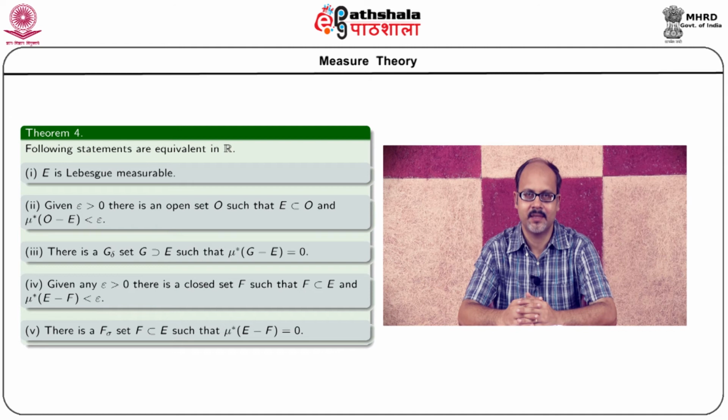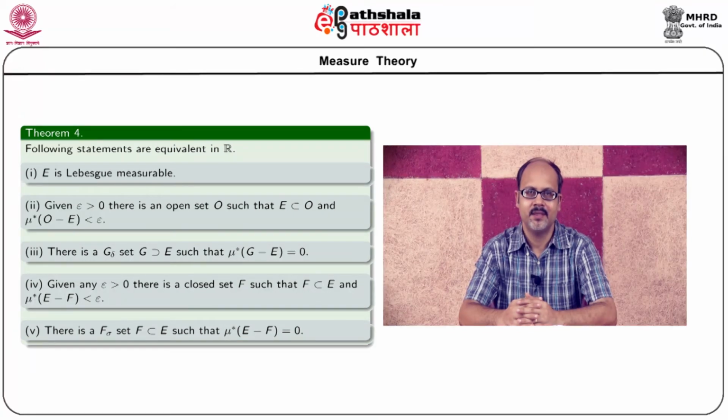Obviously, F is contained in E, and since E minus F is a subset of E minus F_n for each positive integer n, by monotonicity of the Lebesgue measure, we get mu star of E minus F is less than or equal to mu star of E minus F_n, which is less than 1 by n, and this is true for all n. This shows that we must have mu star of E minus F equal to 0.